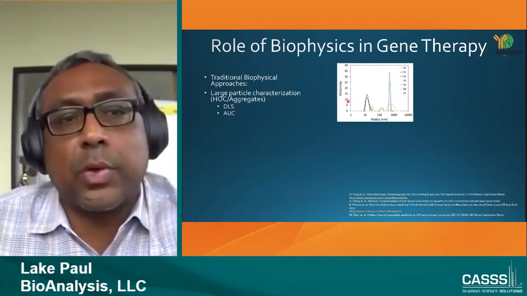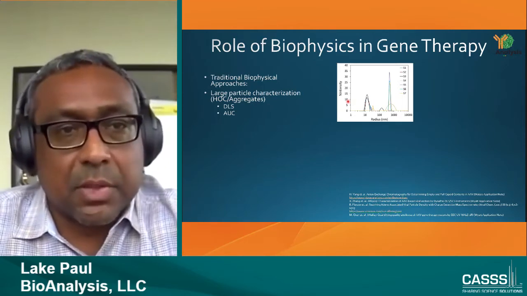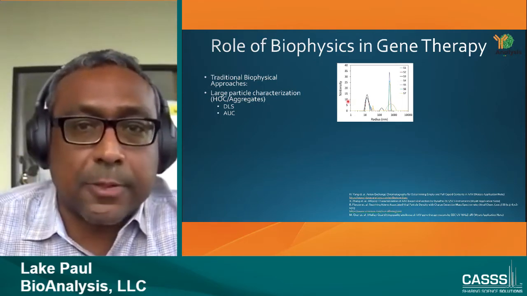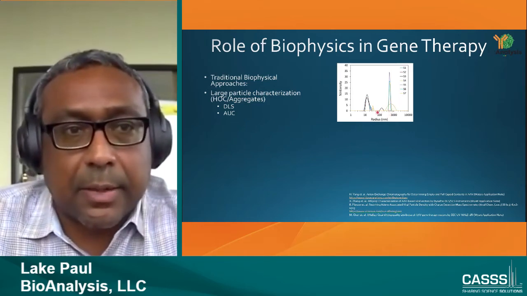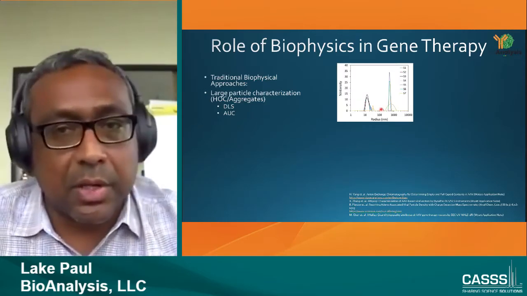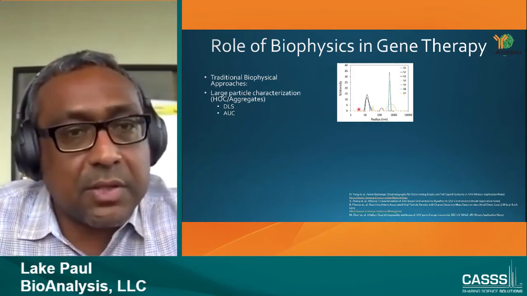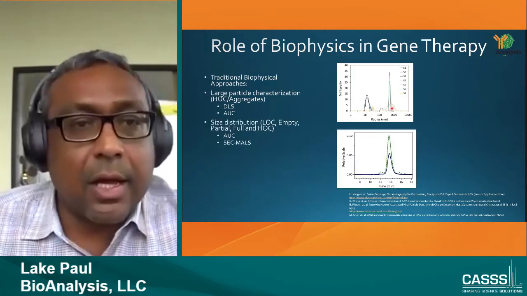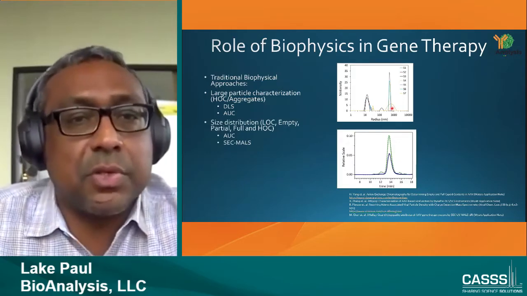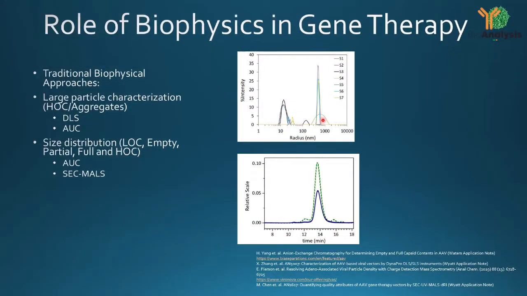So what do we have usually in traditional biophysical approaches? We usually have DLS and AUC for looking at higher order capsids. By the way, higher order capsids, higher order structures, and aggregates are going to be used interchangeably in this talk. DLS is non-quantitative but very qualitative. AUC is quantitative. Usually you have your size distribution for your lower order capsids: empty, partial, full, and HOC. So again, AUC is being used at this point in time to do a lot of these types of experiments.